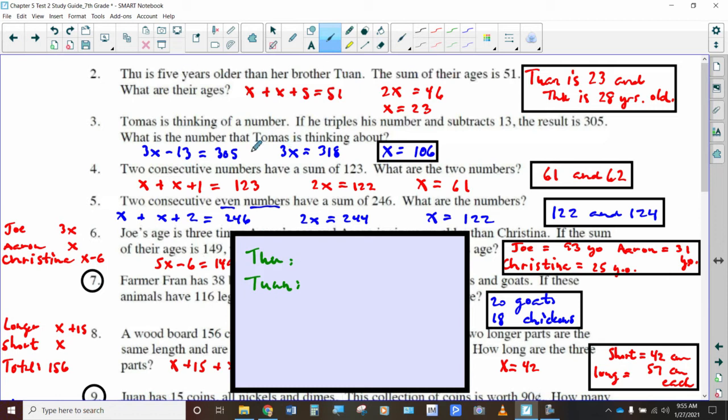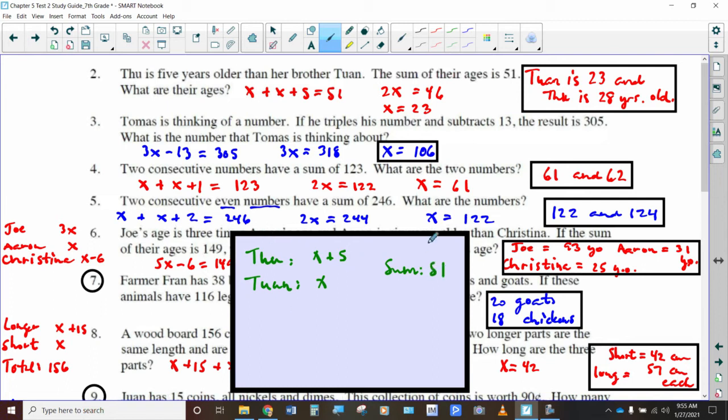It says Tuan is 5 years older than Twan. So if Twan is 10, Tuan is 15. So we'll make him x, and we'll make him x plus 5. So 10 and 15, yes, that absolutely works for our definitions. Then it says the sum of their ages is going to be 51.